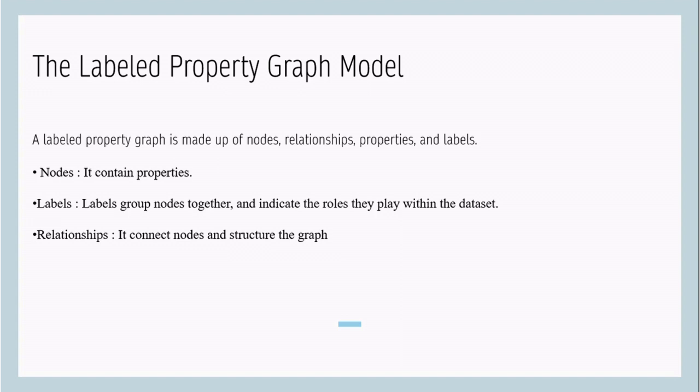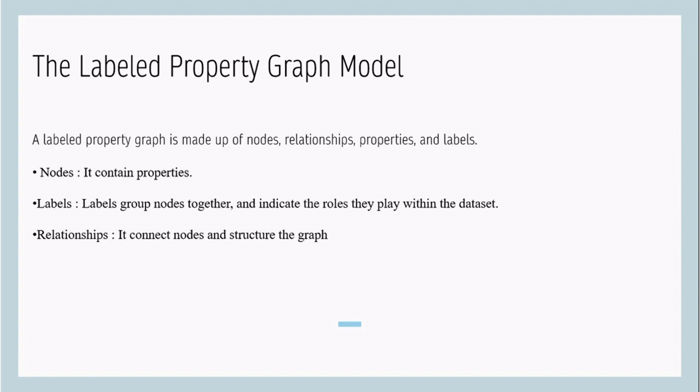Now let's see the various graph models. The first one we are going to see is the labeled property graph model. It is like a more descriptive graph. A labeled property graph is made up of nodes, relationships, properties, and labels. Nodes contain the properties, or nodes can be thought of as a document that contains the properties in the form of arbitrary key-value pairs. Nodes can be tagged with one or more labels. Labels group nodes together and indicate the role they play within the dataset.